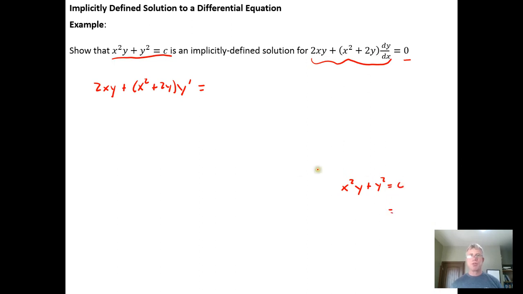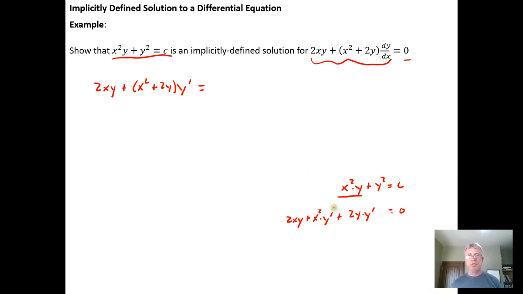And then what we need to do is implicitly differentiate both sides. So the derivative of c is going to be 0. For the derivative of x squared y, we'll need to use the product rule, so it'll be 2x, the derivative of the first term, times the second term, plus the first term x squared times the derivative of y, which is just y prime, plus, and now I have a chain rule, take the derivative of y squared, which is 2y, times, now by the chain rule we'll take the derivative of y, which is just y prime, and that equals 0.